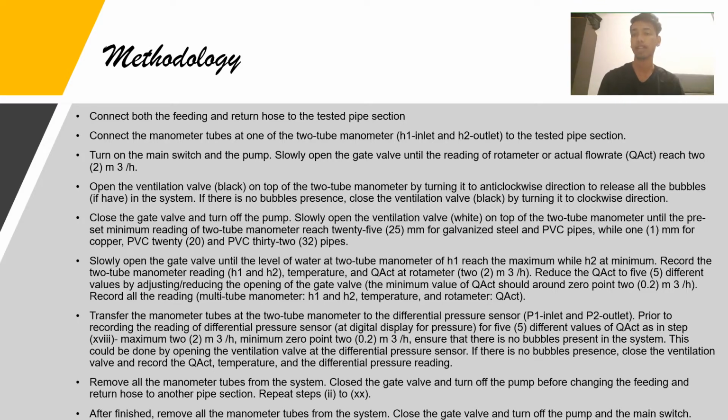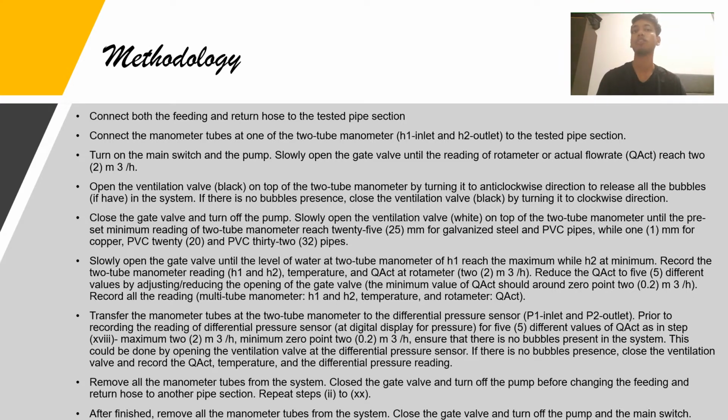Let's have a look at the methodology for this experiment. It involves 9 steps. Number 1, we have to connect both the feeding and return hose to the tested pipe section. Number 2, we have to connect the manometer to the inlet and outlet of the tested pipe section. Number 3, we have to turn on the main switch and pump, slowly open the gate valve, and wait until the reading of the rotameter reaches 2 meter cube per hour.